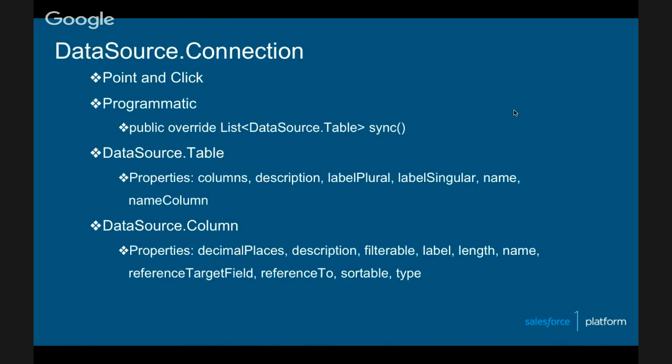So the first is the DataSource.Connection. There are two ways to get through this. The first part is the programmatic piece, and actually I should have that listed first. The first thing that you need to override is the sync method, and the sync method needs to return a DataSource.Table. What the sync method does is it allows you to define programmatically what your tables, or your external objects, are going to be, so that you can generate them from code.